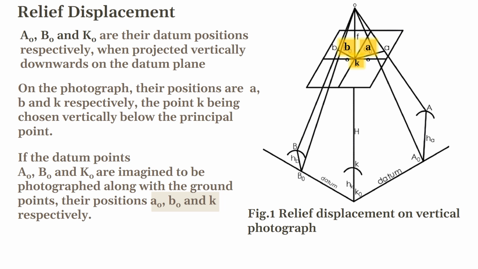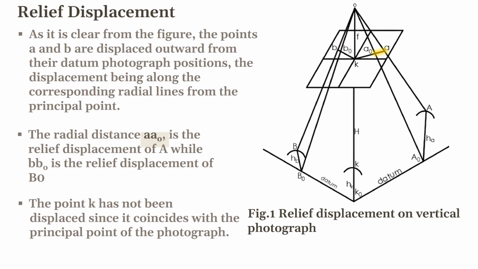But here, as you see from the figure, points A and B are displaced outward from their datum position, with a displacement occurring along the radial line extending from the principal point. Specifically, the distance a a0 represents the relief displacement of point A, while b b0 represents the relief displacement of point B, and point small k hasn't been displaced because it coincides with the principal point of the photograph.